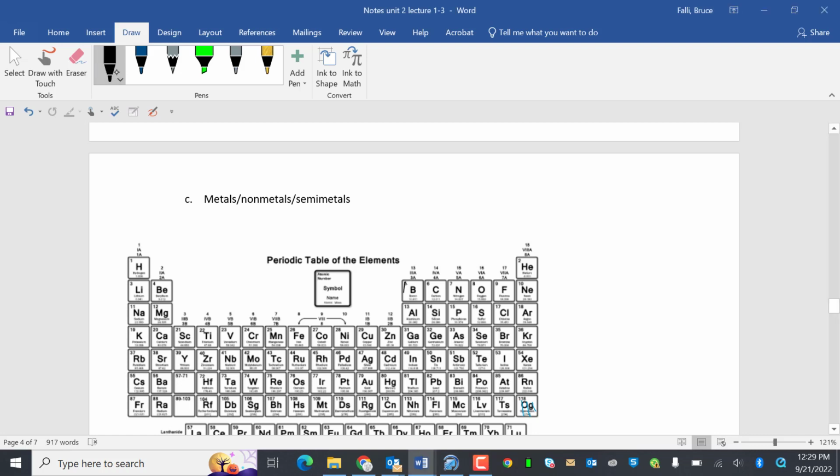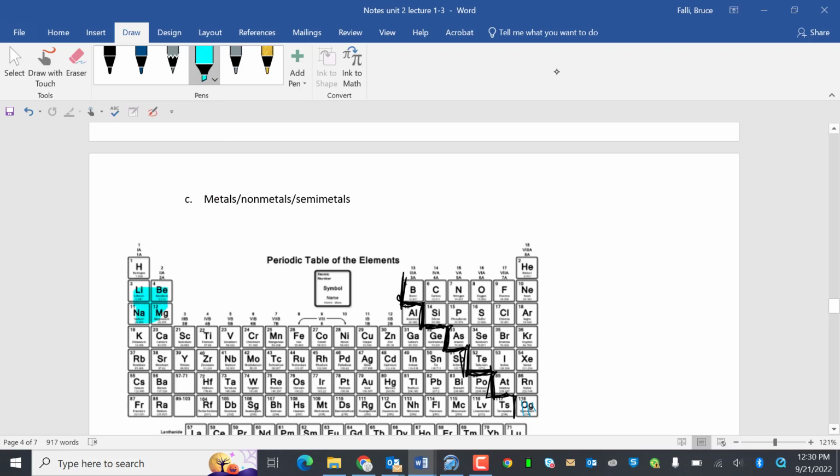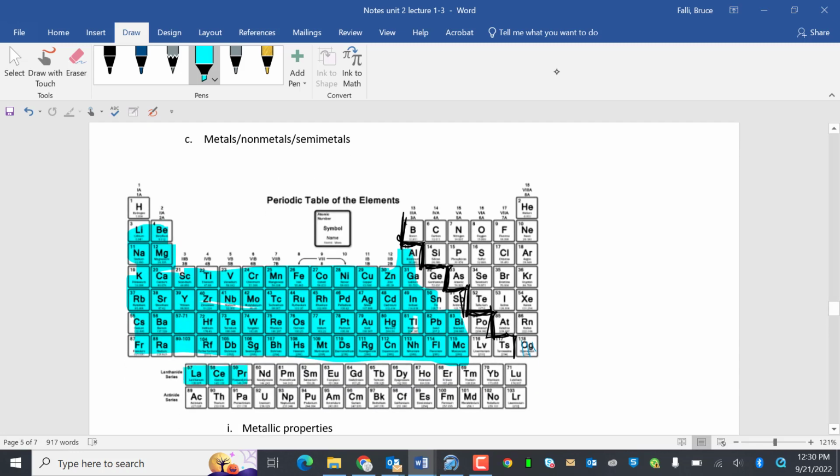So I'm going to make a stair step, which you should make in yours too. And in this stair step, we'll make our metals light blue. So everything I'm coloring in here is a metal. Okay, so everything is colored in here as a metal. Notice I didn't color in hydrogen. And here are my metals.